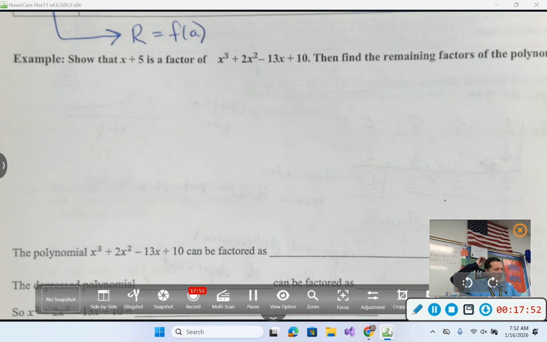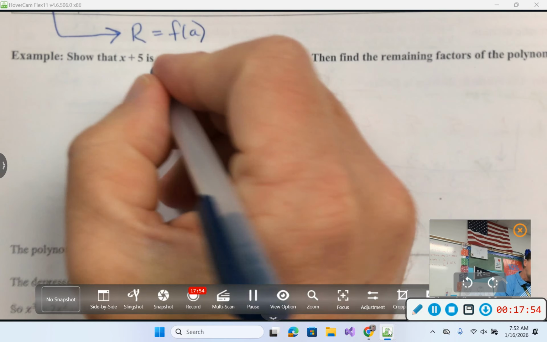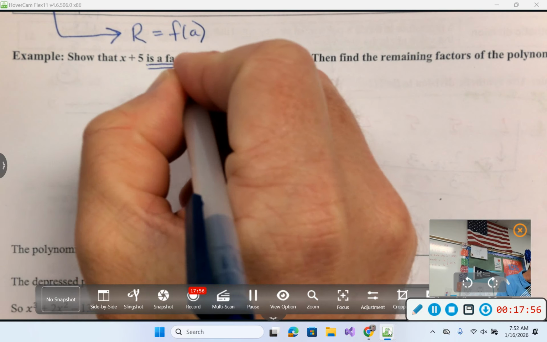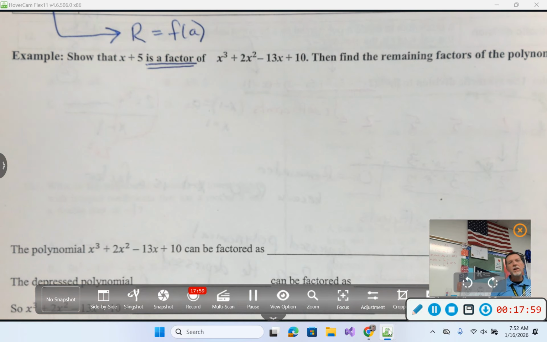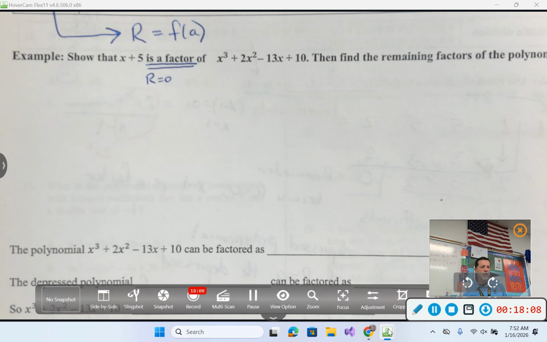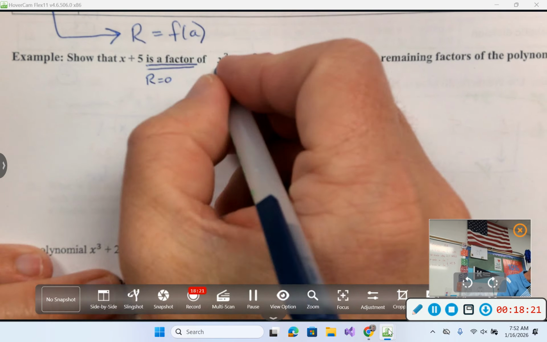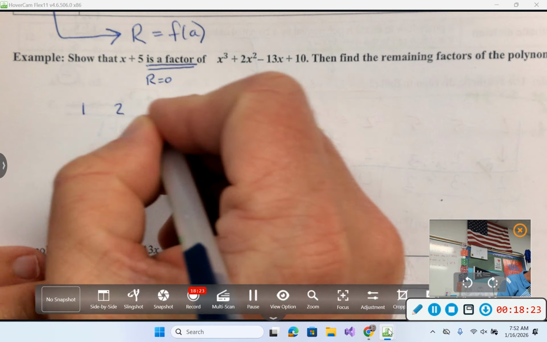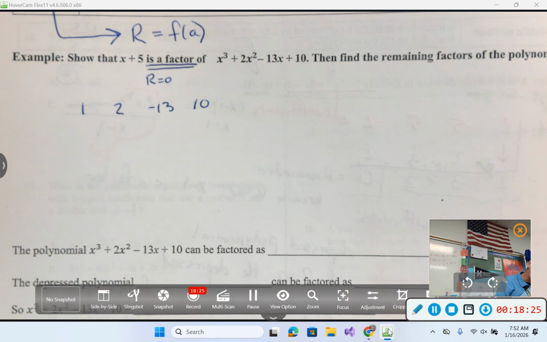Example: show that x plus 5 is a factor. Okay, if it is a factor, then what should be true? I should get a remainder of 0. That should be true. And then find the remaining factors of the polynomial. So if that one works, we'll get a depressed polynomial, and then we'll have to factor the depressed polynomial. So start with the coefficients: 1, 2, negative 13, 10.